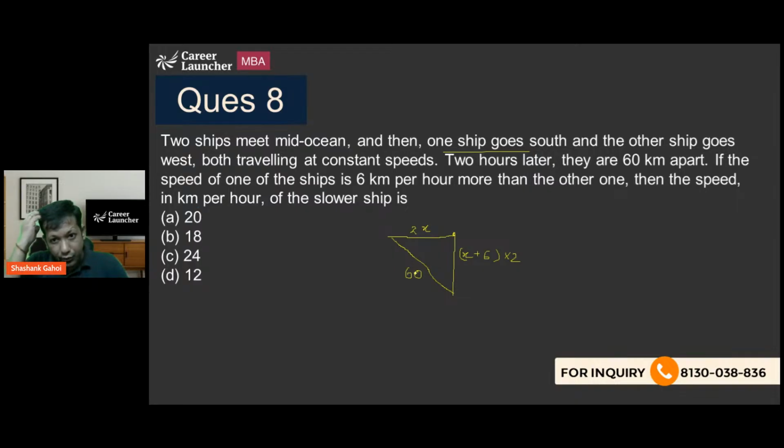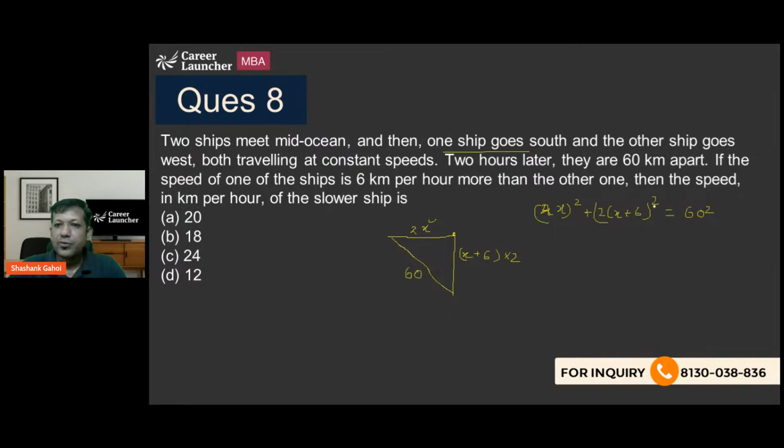So what are we going to do? We are going to simply use the Pythagoras theorem. The speed of the slower ship is x, that I need to find out. So (2x) whole square plus (2 times (x plus 6)) whole square, and that's equal to 60 square.